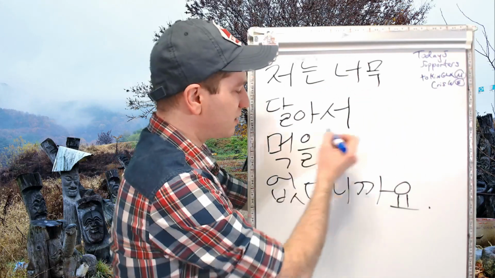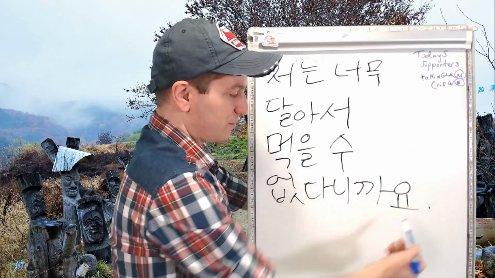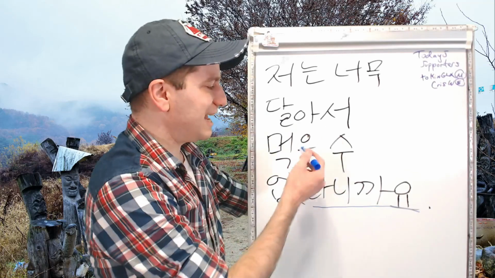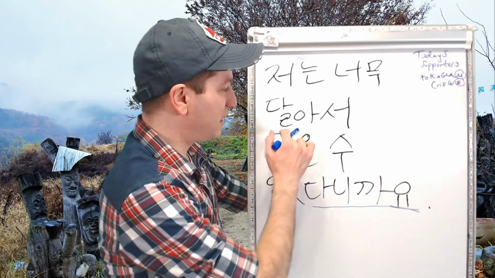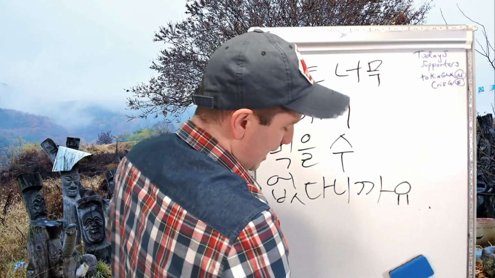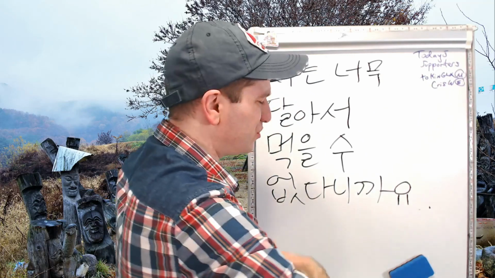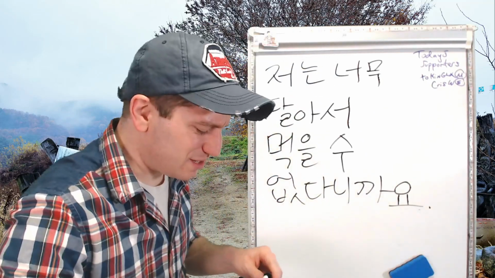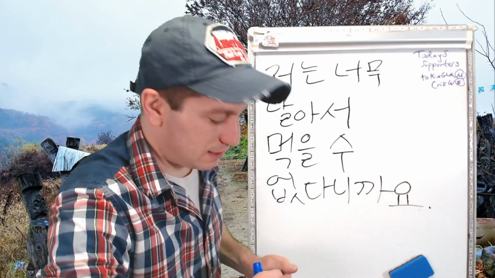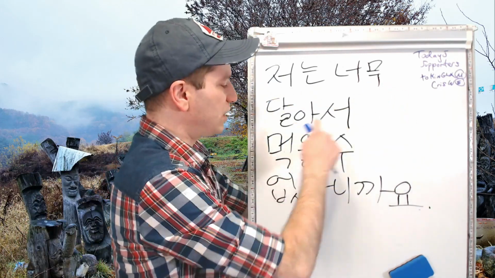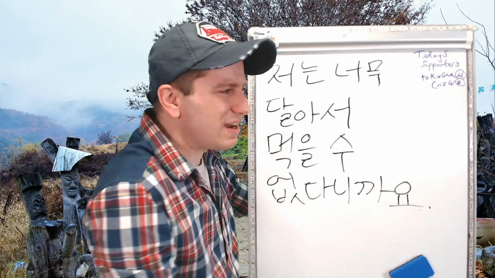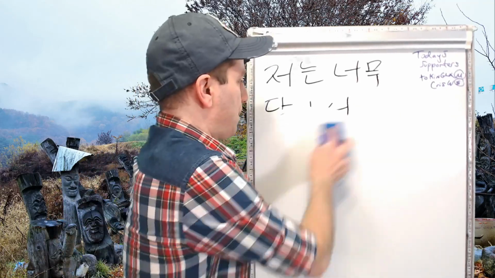저는 너무 달아서 먹을 수 없다니까요. So I already told you I can't eat it. 먹을 수 없다. Because it's too sweet. Like, hey, come on, like, you know, I told you I can't eat it because it's too sweet. So stop asking. Like that sort of meaning. 저는 너무 달아서 먹을 수 없다니까요. I told you I can't eat it because it's too sweet.